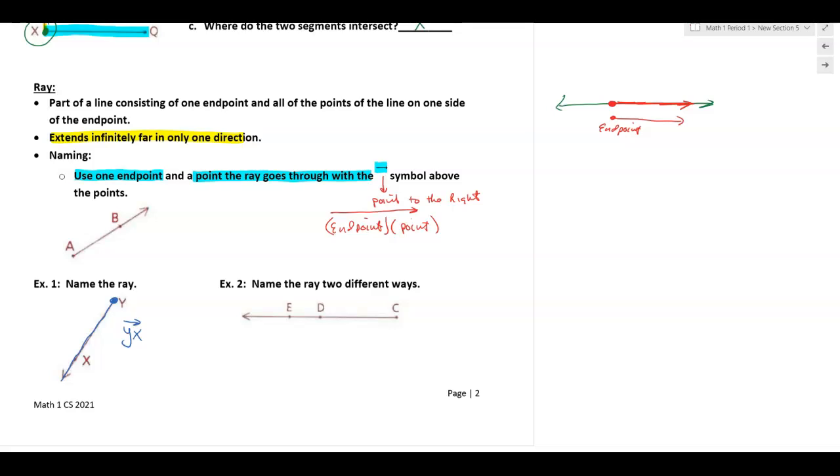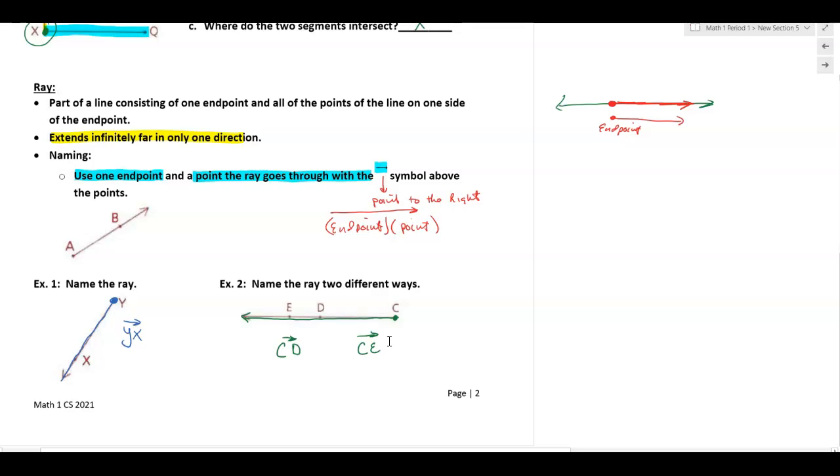When I look at example 2, what point is my endpoint? C is. That's the endpoint. Now I can name this one 2 different ways because this ray goes through 2 different points. It starts at C, it goes through D, so there's one way to name it. But it also starts at C and goes through E. So I can name it that way also.